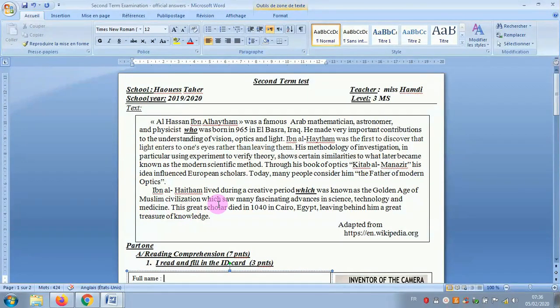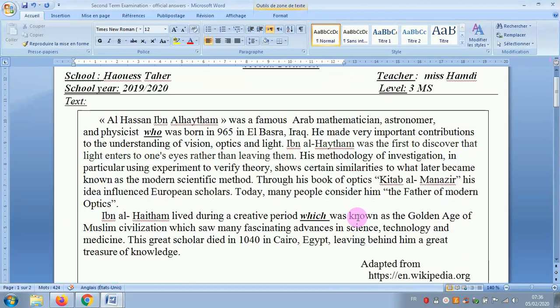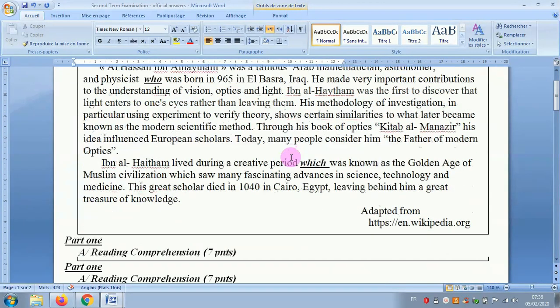This great scholar died in 1040 in Cairo, Egypt. توفي في عام 1040 في القاهرة في مصر, leaving behind him a great treasure of knowledge، كنز كبير من العلم. So this is the text. نروحو reading comprehension.